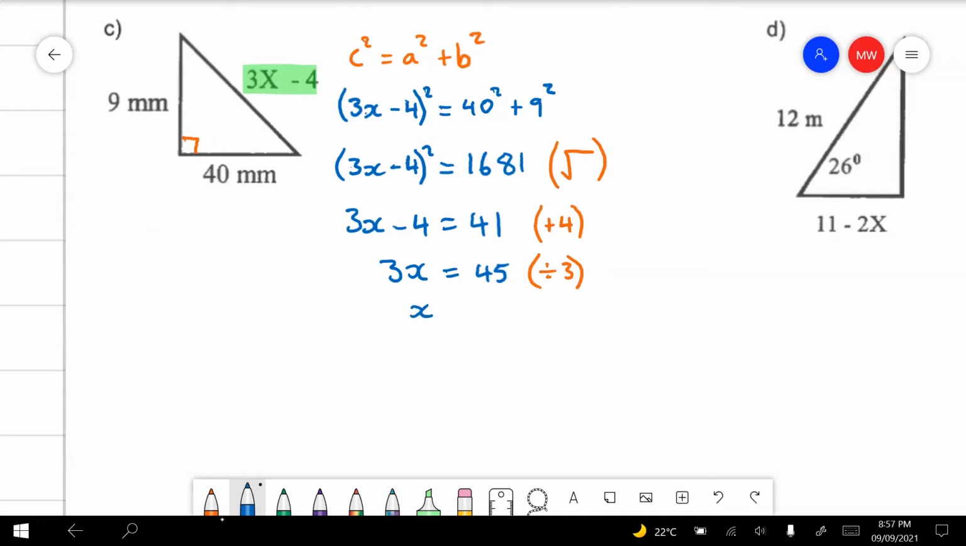And x is 15 millimeters. That's my final answer.